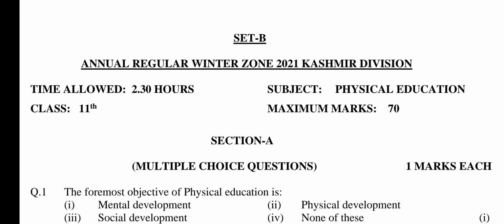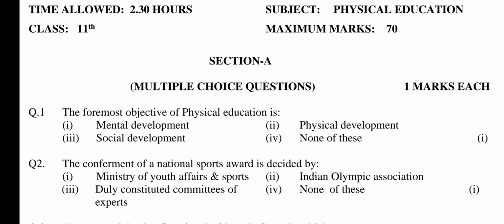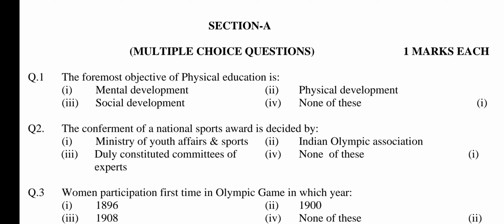Section A, multiple choice questions. Each question carries 1 mark. Question number 1. The foremost objective of physical education is: option first, mental development; second, physical development; third, social development; fourth, none of these. Answer is mental development.